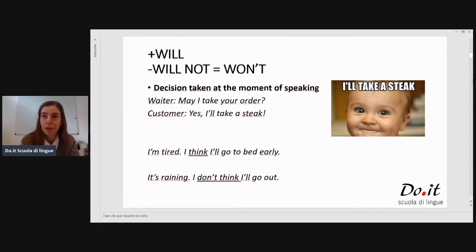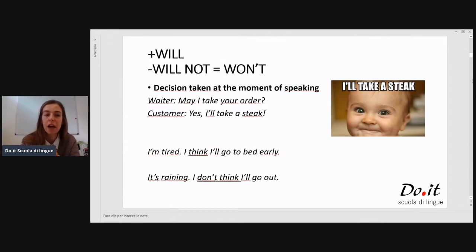For example, a typical will situation would be when you go to the restaurant, the waiter comes and asks you, may I take your order? And you can say, yes, I'll take a steak, I'll take a salad, I'll take a soup, whatever. So this is the typical situation when you can use will.